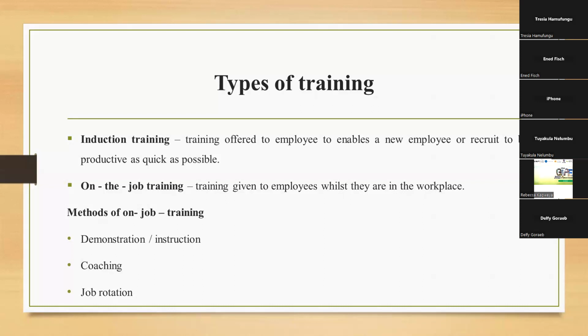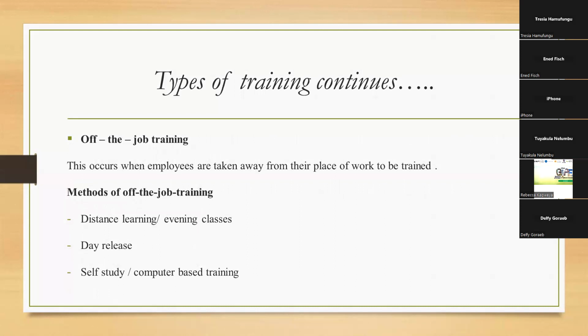The methods of on the job training are instruction, coaching, and job rotation. And the last type of training is off the job training. This occurs when employees are taken away from their place of work to be trained. So the methods of off the job training are like distance learning, like what we are doing, studying at home, or self-study.